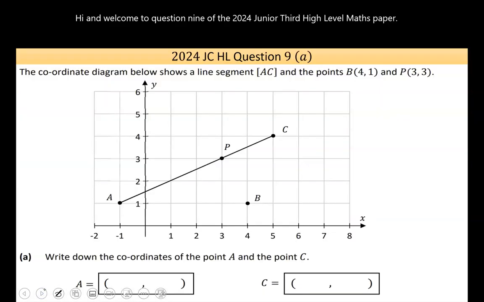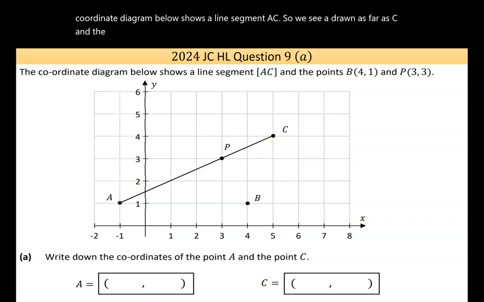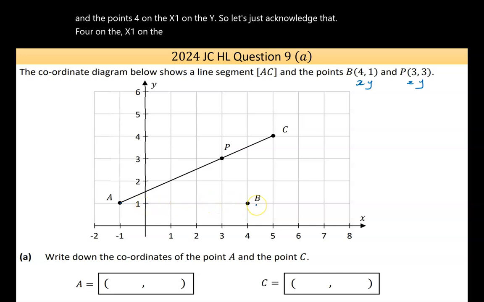So this question here is coordinate geometry, and let's read through it. Okay, so the coordinate diagram below shows a line segment AC. So we see A drawn as far as C, and the points 4 on the X, 1 on the Y. So let's just acknowledge that. 4 on the X, 1 on the Y. Okay, and then the other point P, 3 on the X, 3 on the Y.